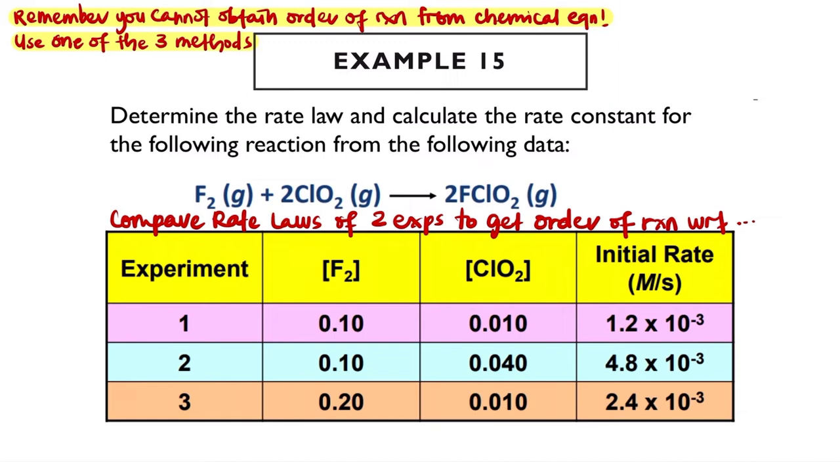Note that you cannot obtain the order of reaction from the chemical equation. Use one of the three methods that I just mentioned. In this question, they want you to determine the rate law and calculate the rate constant for the following reaction from the following data. This is your chemical equation, but you cannot find the order of reaction from here. When you are given the initial rate and concentration of different experiments, you will use the initial rate method.